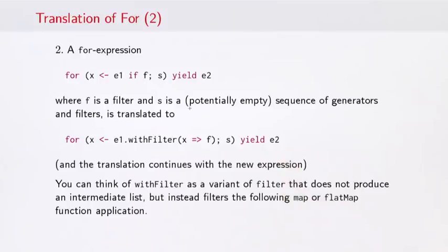You can think of withFilter as a lazy variant of filter that does not allocate a new list consisting of the elements that are kept by the filter, but instead passes on only those elements to any following calls to map, flatMap, or withFilter.